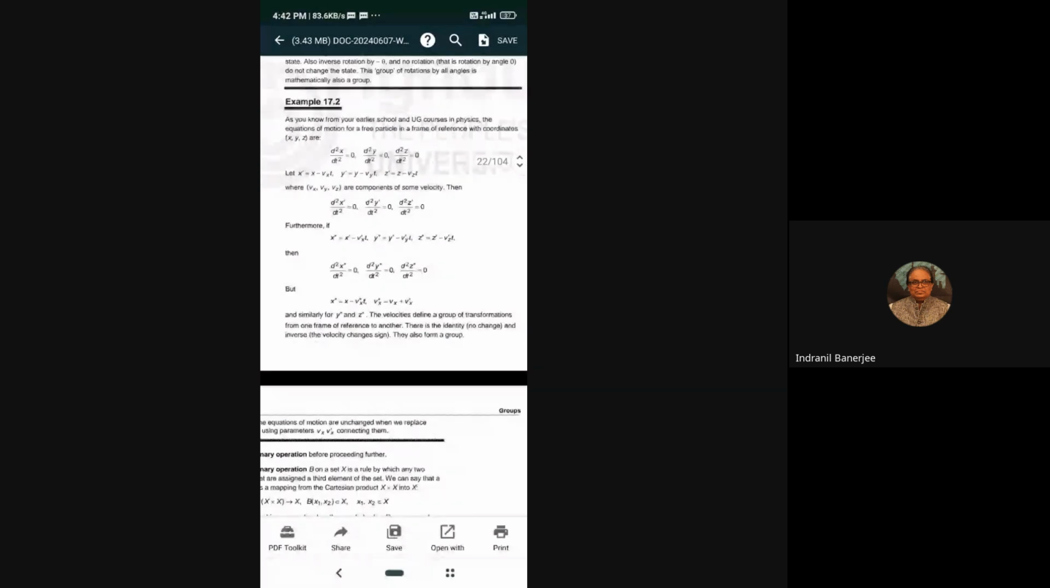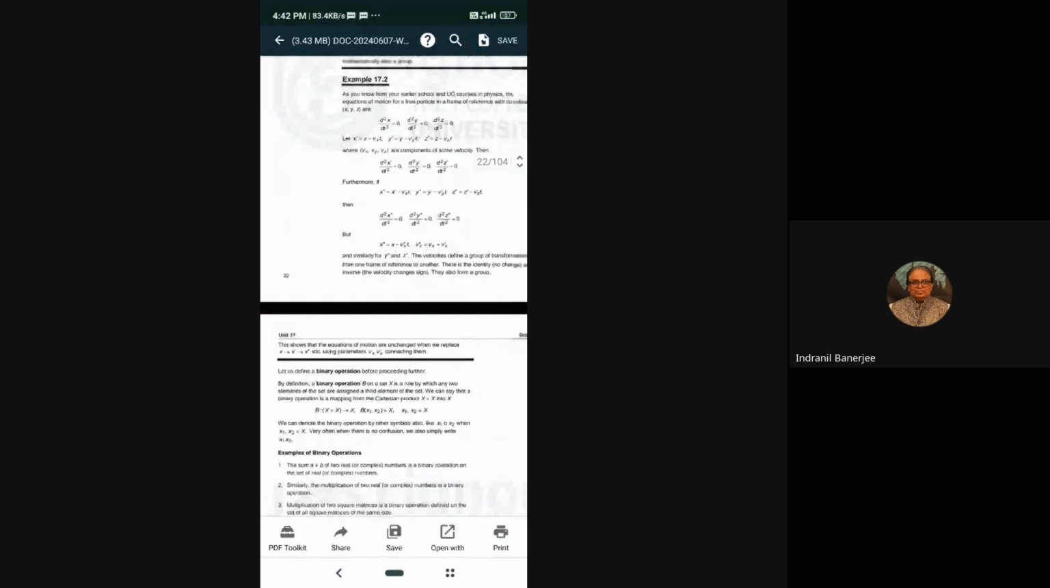The velocities define a group of transformations from one frame of reference to another. There is an identity or no change, and an inverse, where the velocity changes sign, so they also form a group. This shows that the equations of motion are unchanged when we replace x with x dash or x double dash etc., using the parameter v_x or v dash x connecting them. Okay, so this is another example.